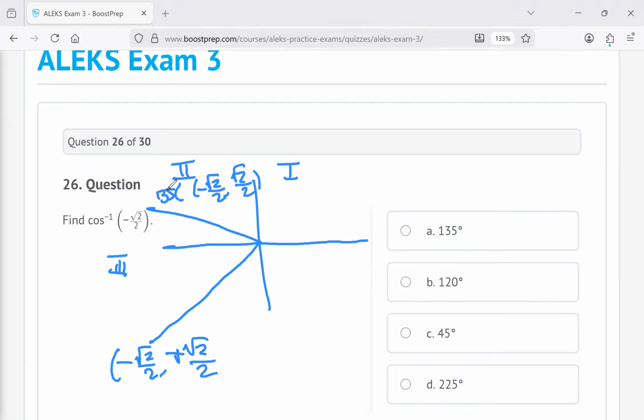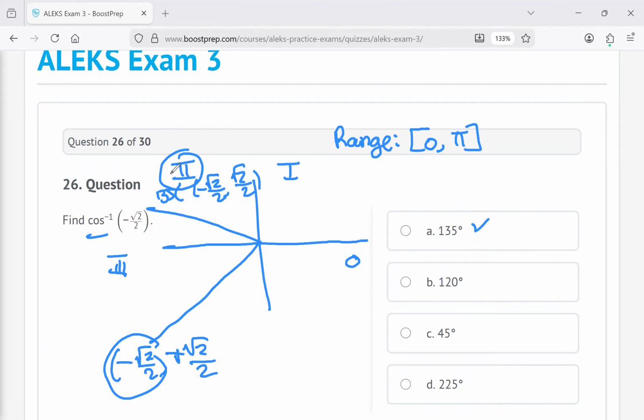So why is the correct answer 135? Why can't we use this other angle? Technically, this is right, but the thing is, we're dealing with the cosine inverse graph. We need to know the range. The range of a cosine inverse graph is from 0 to pi. So we can only use quadrant 1 to quadrant 2. So quadrant 2 is the one, and that is 135. So that's why it's not 225.